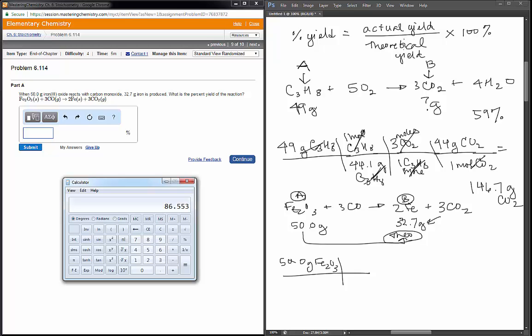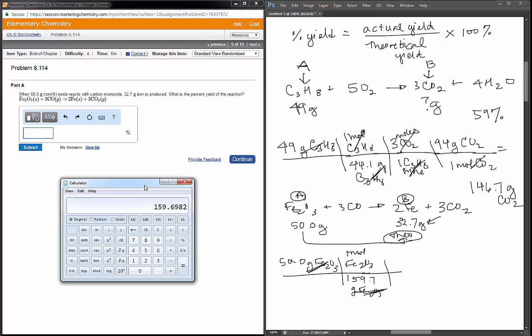So if I look on the periodic table, the mass of Fe is 55.85. So I have 2 irons, 55.85 grams for each of those in a mole, plus 3 oxygens at 15.9994 for each of those. And I get a molar mass for Fe2O3 of 159.7 grams in a mole. So 159.7 grams of Fe2O3 in 1 mole of Fe2O3, and of course I put the grams of Fe2O3 on the bottom so I can cancel that out.